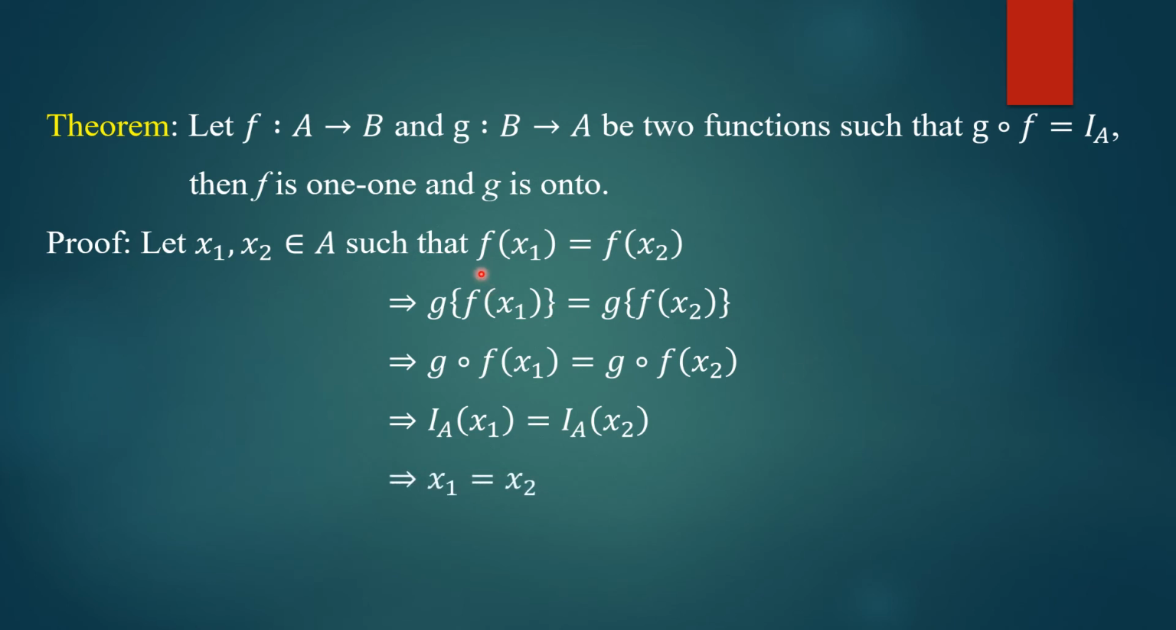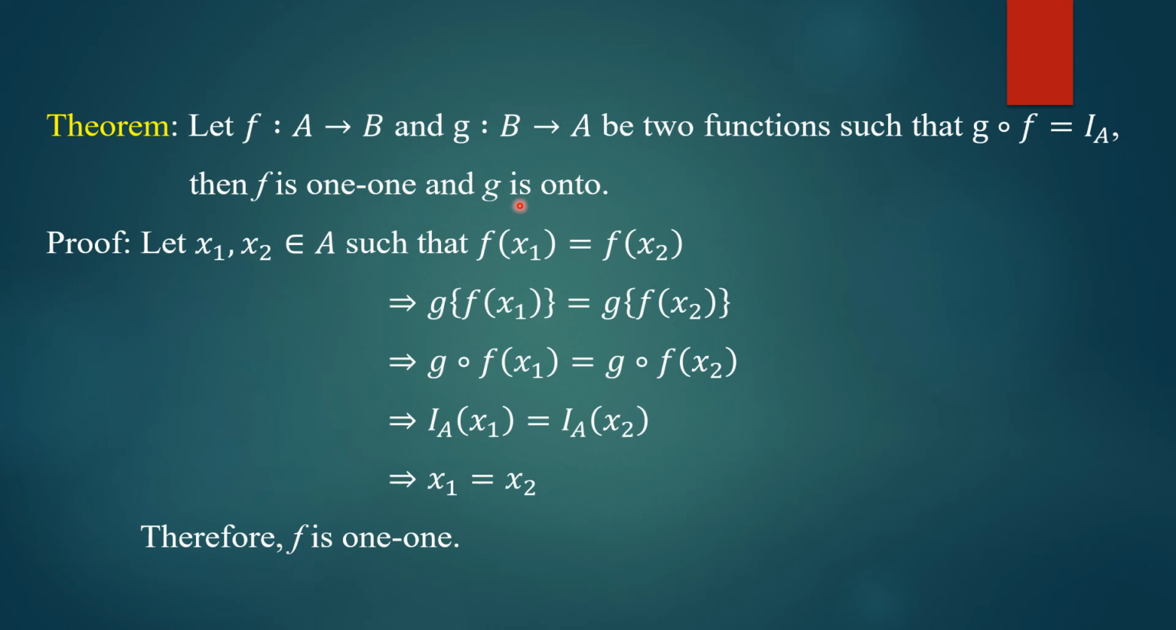So you see f(x1) is equal to f(x2). This was our supposition, and finally we got x1 is equal to x2, and that is why the function f is a one-one function. So we write that one, therefore f is one-one. Now go to the second part. The second part is to show that g is onto. The function g is onto.